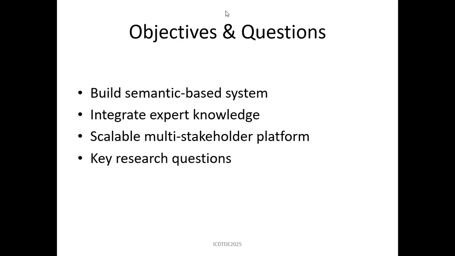Objectives and questions. The main objective was to build a recommendation system that uses semantic technologies to provide situation-based advice. We also wanted to integrate expert knowledge dynamically and ensure the system remains scalable for different stakeholder groups. The research questions focus on utilizing spatiotemporal data effectively, identifying the advantages of a semantic web and MERN combination, and understanding how the hybrid model improves decision making.